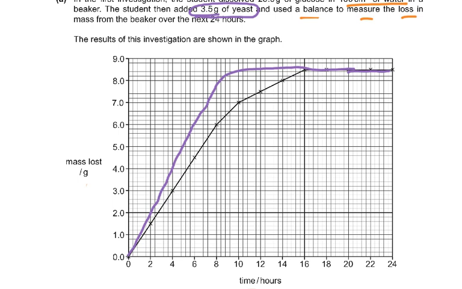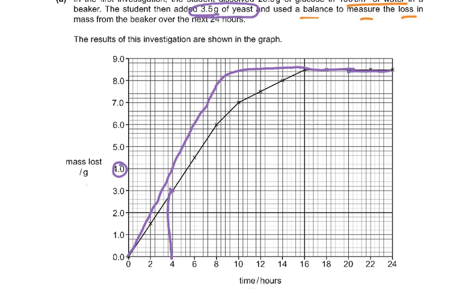There was 7 grams of yeast, more yeast in it. So the line is going to be to the left of that, and will start at 0 and level off at 8.5. Now you've got to understand why. At 4 hours, the loss was 3. Now the loss is 4. Why? Because there's more yeast, so there's more carbon dioxide being produced, more loss, so there'll be more mass lost per unit time, or you can say per hour.